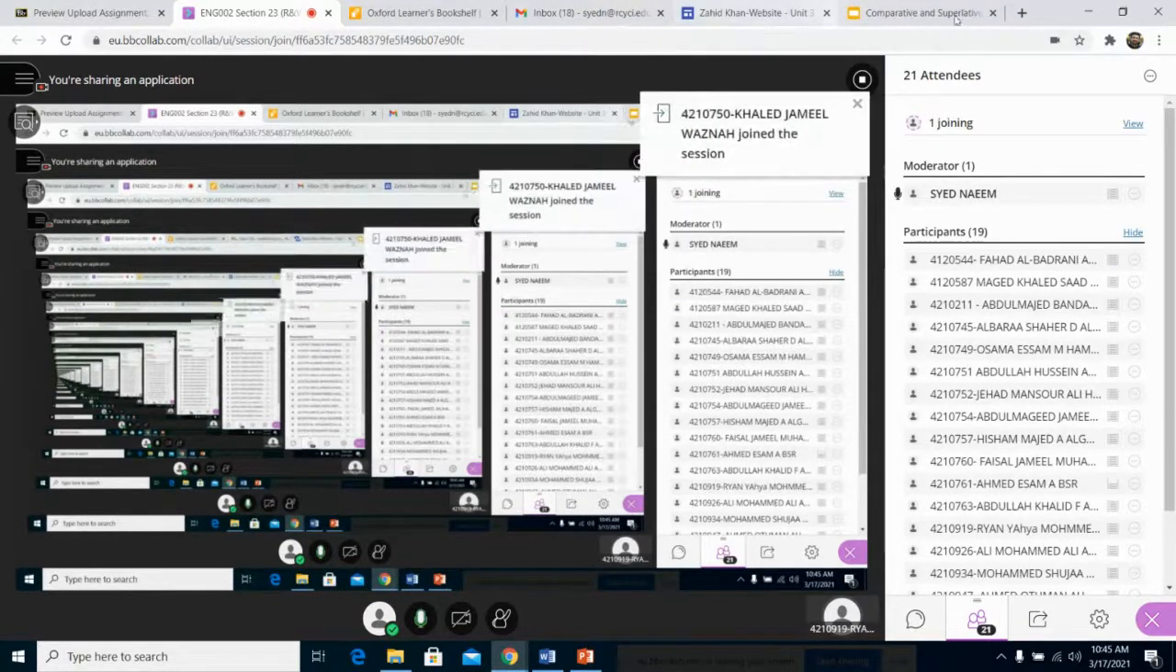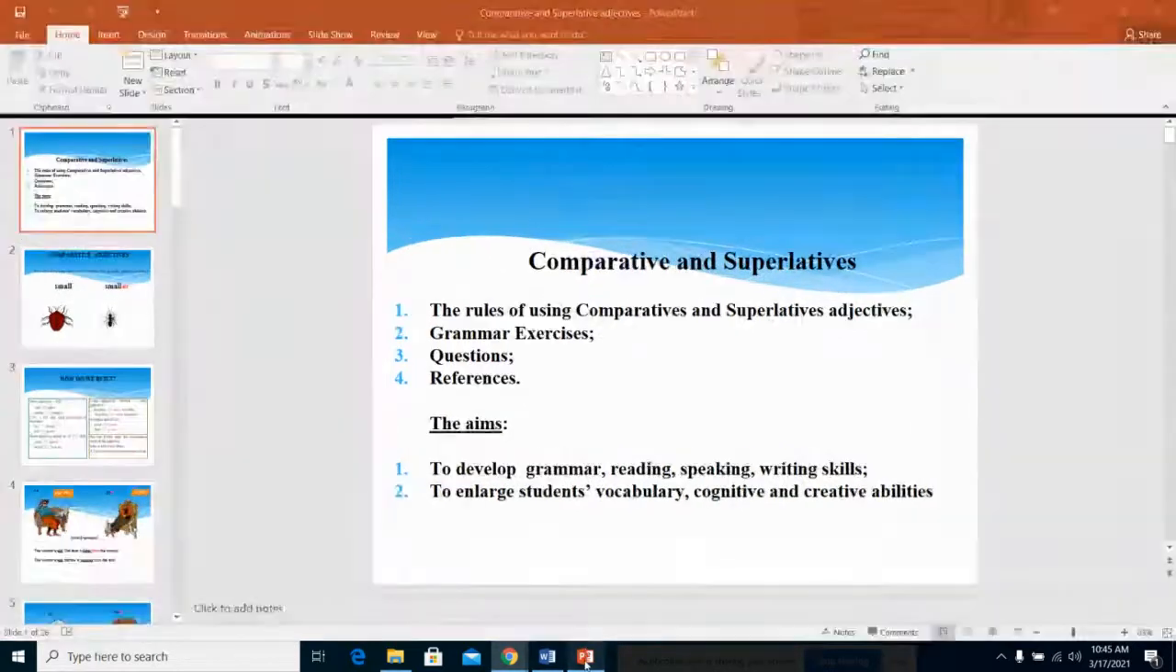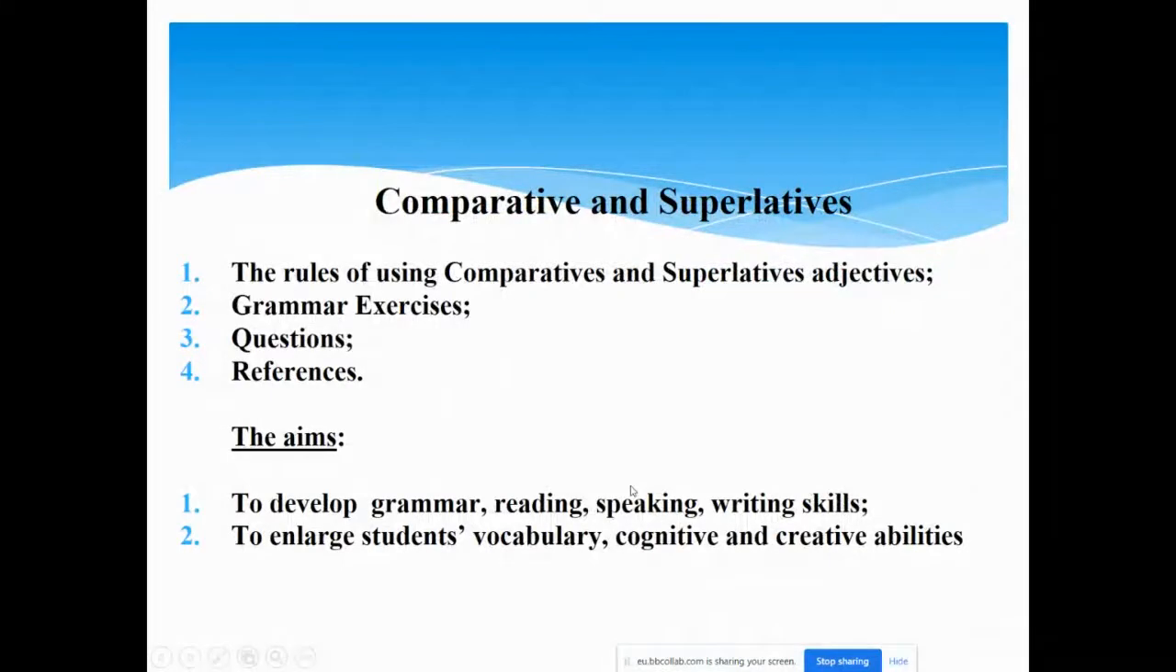All right, let's start the lesson today. You can see on my screen the presentation. Can you see my screen clearly? Yes, it's clear.